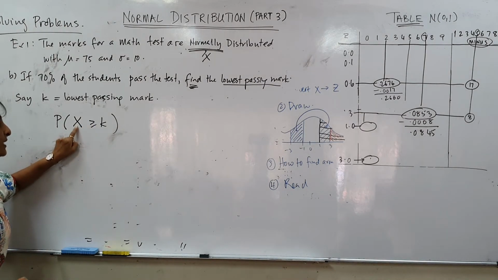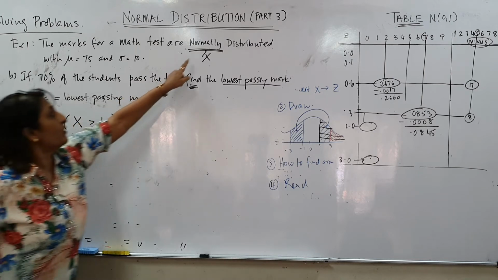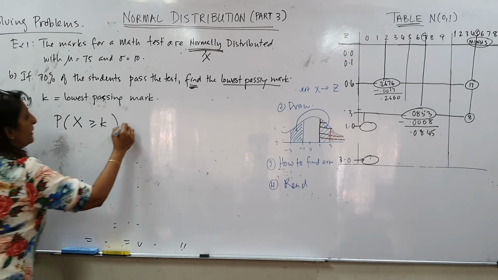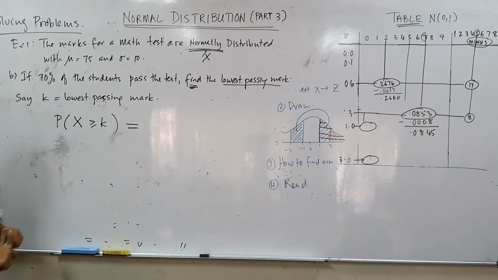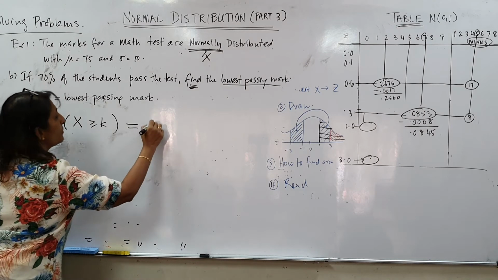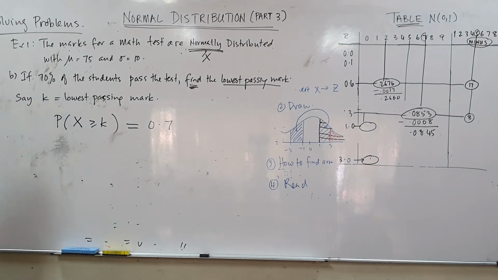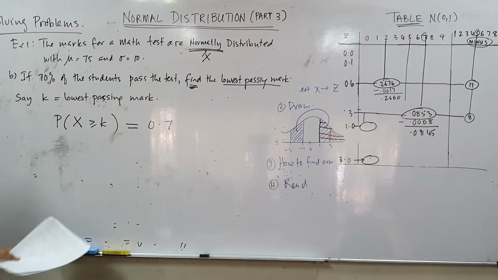And why do we use X? Because it's a normal distribution. So the probability is what? 70% of them pass. So 70% we change to decimal. 70 over 100 is 0.7. That is your probability. 70% of them pass, meaning the probability of passing is 0.7.